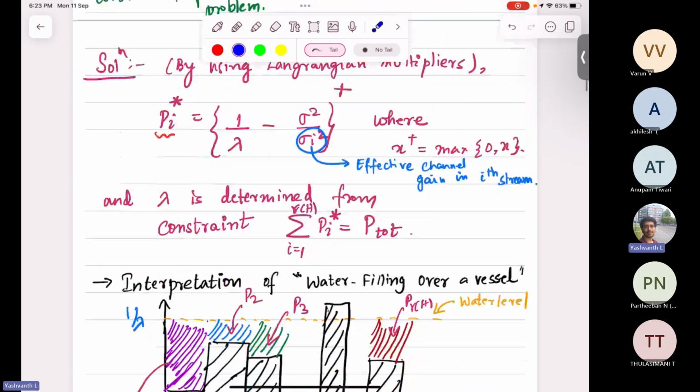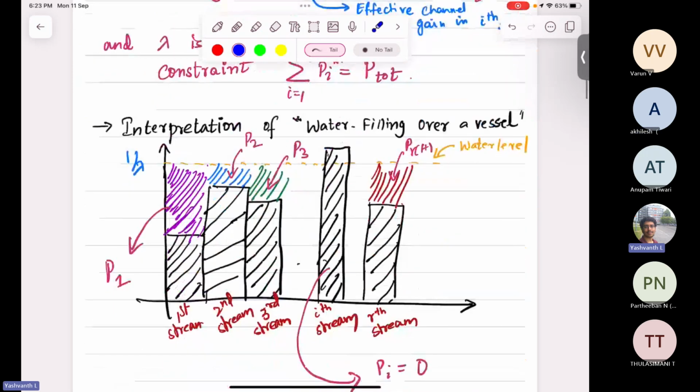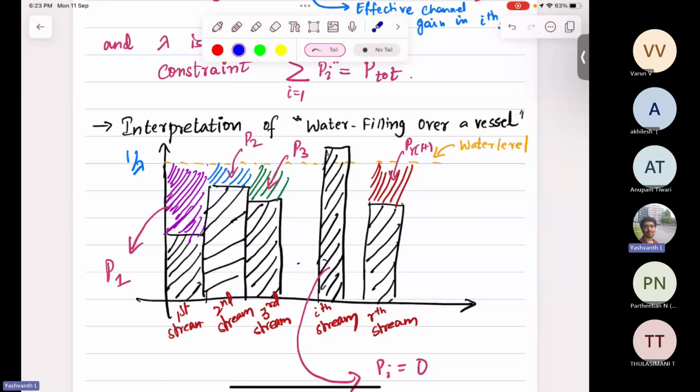So now, this particular power allocation problem has a very beautiful interpretation called water filling over a vessel. Maybe you forget about the optimization problem. Let me describe what this water filling over a vessel means. Consider that there is a vessel. The x-axis is like the base of the vessel, and the y-axis is like the height of the vessel. And what you do, you erect some bars. All these black ones are some bars of varying heights in the vessel. Let me say this entire chunk is my vessel.